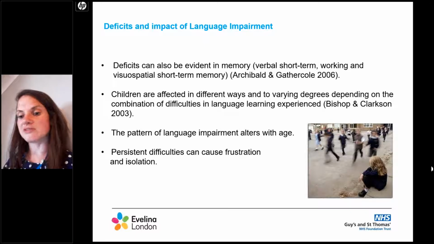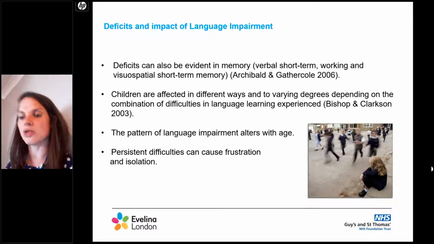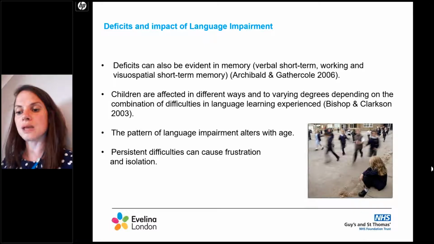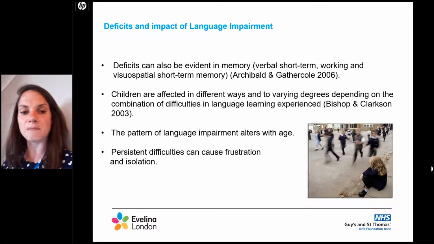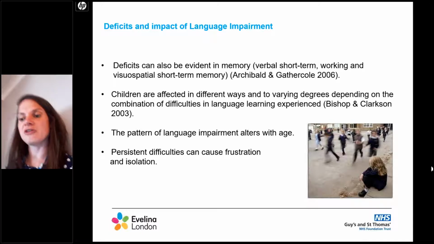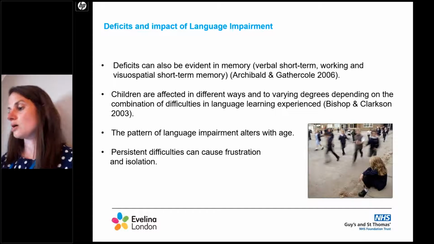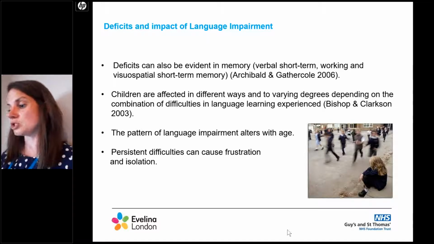Language difficulties affect different people in different ways, as with all difficulties, and it will depend on what they've got going on, and also their pattern of impairment might alter with age. It can also affect their memory as well. So it can really affect them across the board.